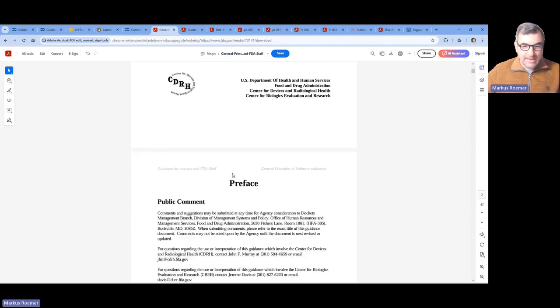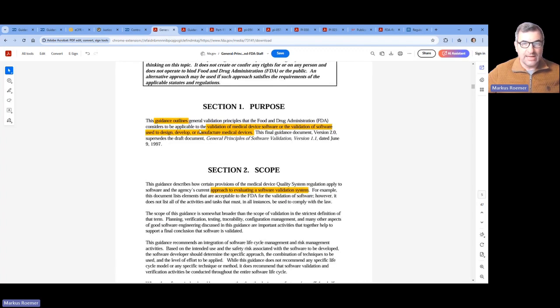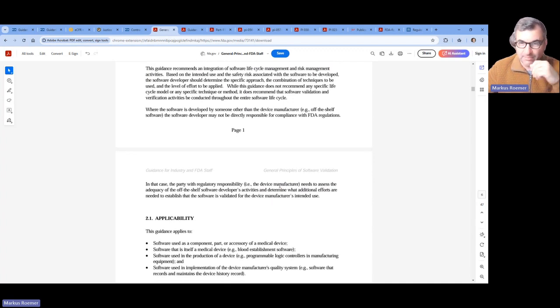Why I'm saying that: here, for example, I marked this already in the preparation. This guidance outlines general validation principles that the Food and Drug Administration considers to be applicable to the validation of medical device software, so software in the medical device, or the validation of software used to design, develop, or manufacture medical devices. Not pharmaceutical products or medicinal products, however you call it. In Europe, we call it a little bit differently, but this guidance for industry applies to medical devices.